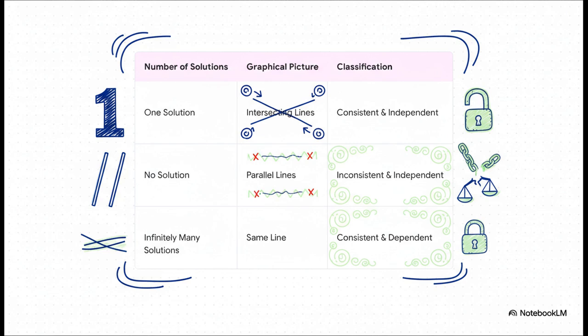Now, row 2. If you find no solution at all, you've got parallel lines. No solution means it's inconsistent, but they're still two separate lines, so they're independent. And that last row, if you find infinitely many solutions, it's because it's the same line. It's consistent because there are solutions, but because it's really just one line in two forms, the equations are dependent.